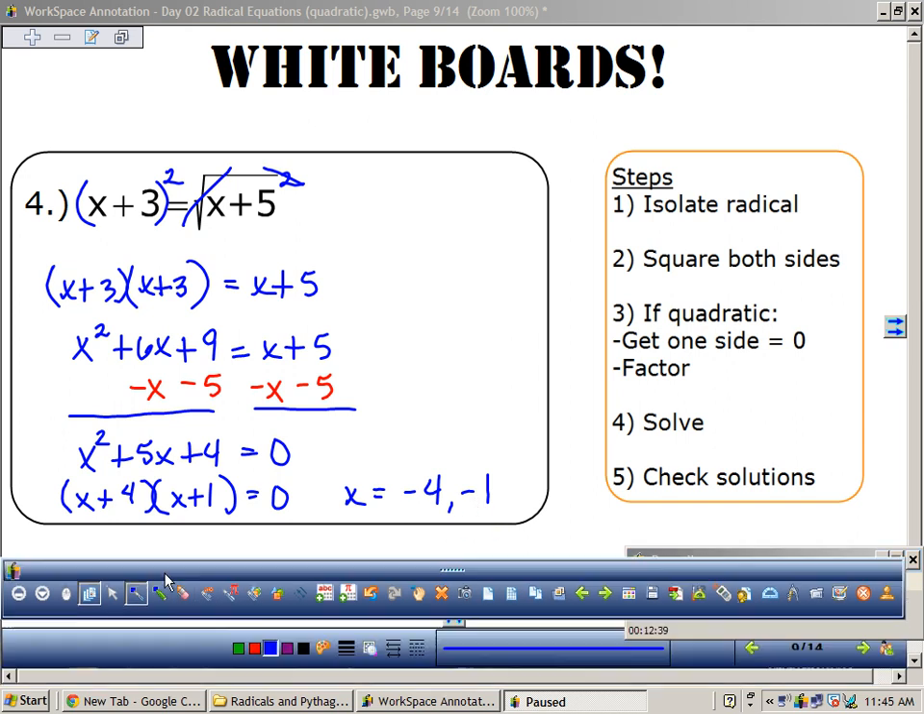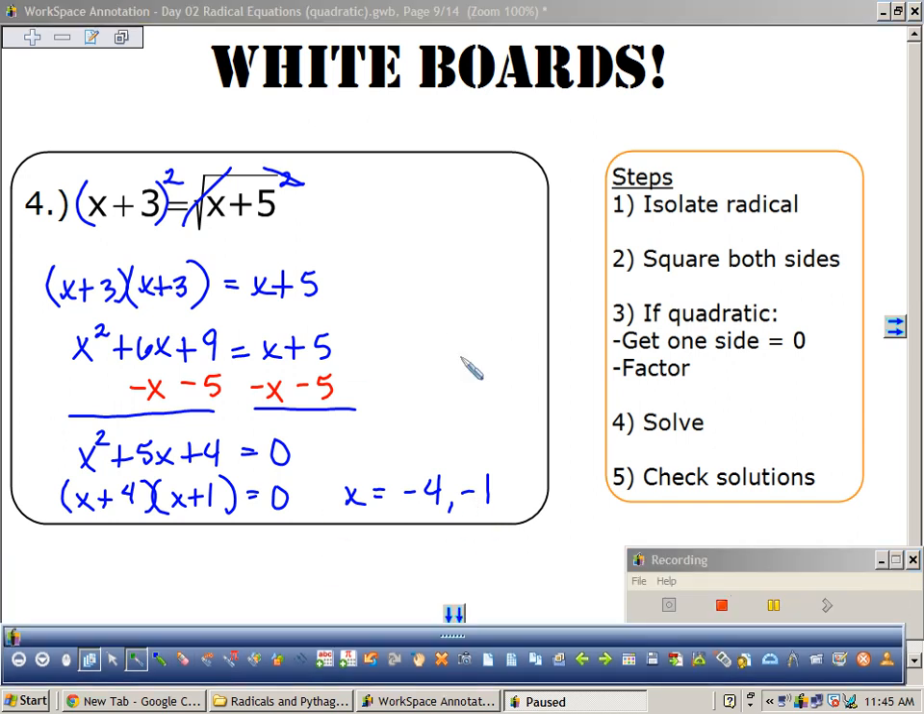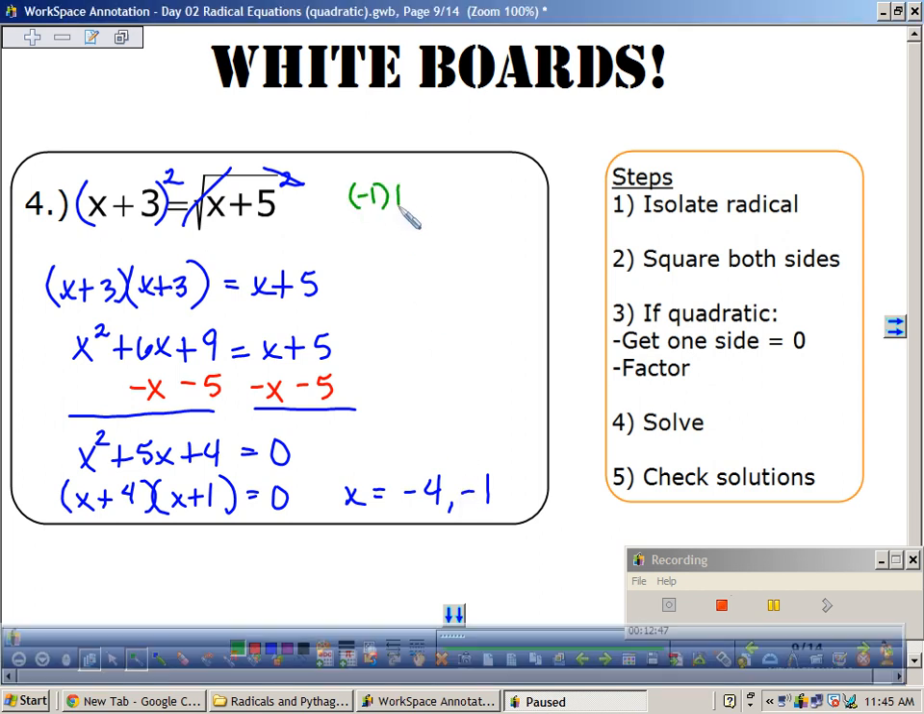Let's try it. So if I substitute a negative 1, negative 1 plus 3 equals negative 1 plus 5. This makes 2 equals what? Square root of 4, that checks. There's your answer.